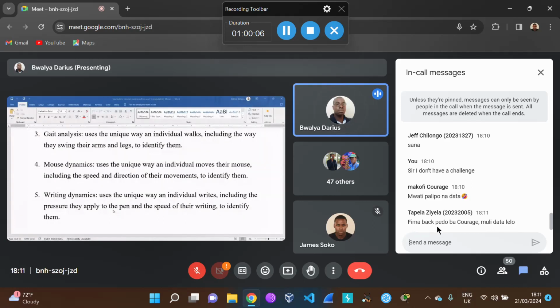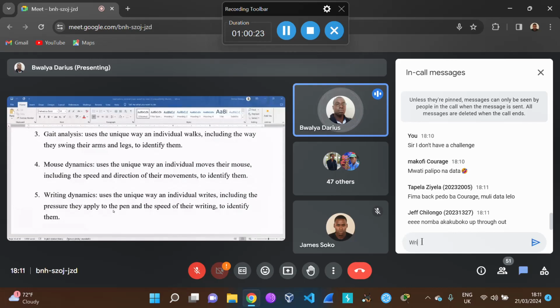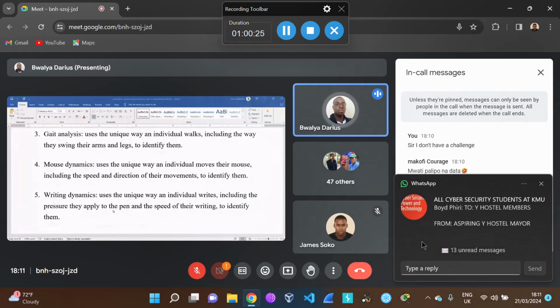Yeah, that's good. So writing dynamics also uses the way an individual writes, including the pressure they apply to the pen and the speed of their writing, to identify them. Not whereby somebody's writing, tearing pages, that is too much pressure. Tearing pages and so on.